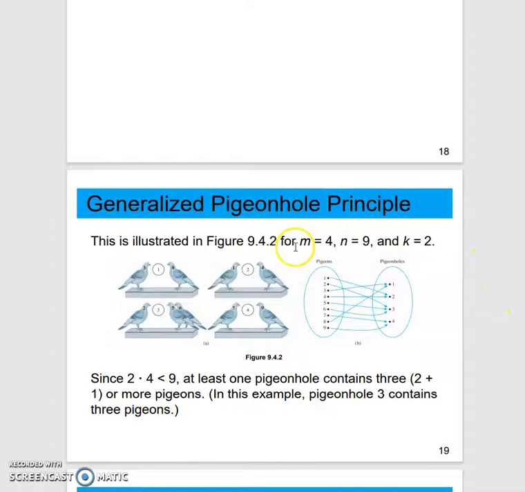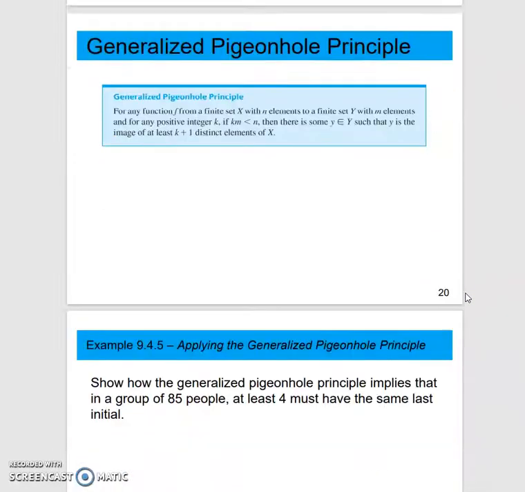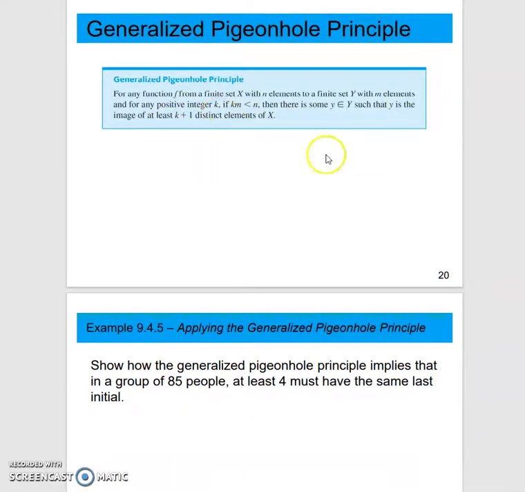So here I've got 4, 9, and 2 as my example. As you can see, I've got 9 pigeons, I've got 4 pigeonholes. And so I've got 4 times 2, which is of course 8. That is less than 9. So at least one pigeonhole is going to contain 2 plus 1, in other words, 3 pigeons. And you can see at least one example of what that's going to look like. Again, there's that same principle written out generally.